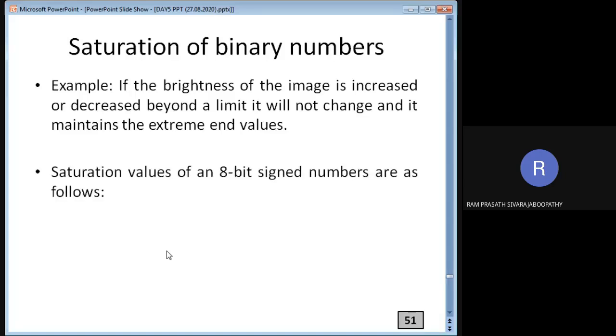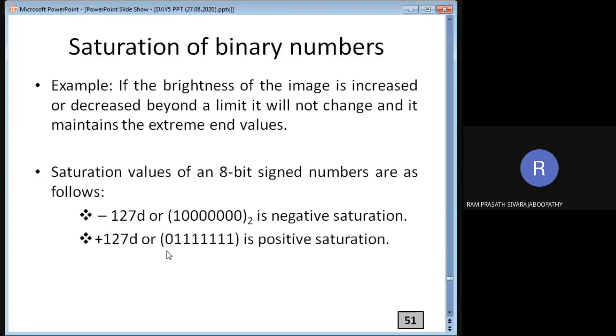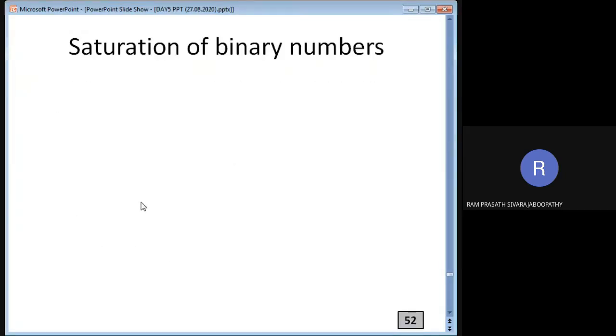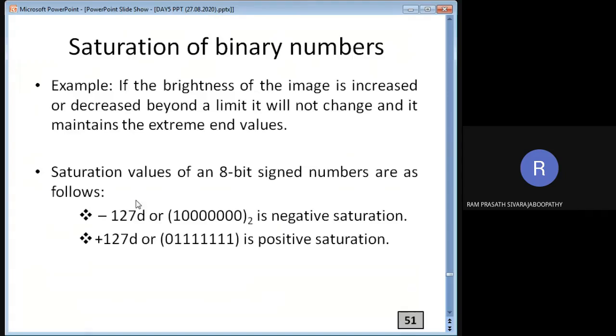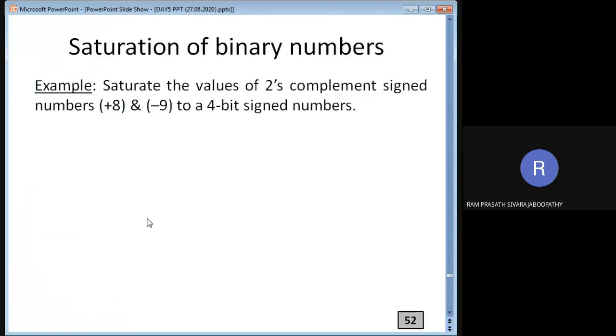Okay. For example, saturation value of an 8-bit signed number as follows: -127 negative saturation plus... -128. Here we made another mistake. Sorry for that. -128, kindly change it. The saturation value of an 8-bit signed number. Here we had said -127, right? It is -128 to +127. Saturate the value of 2's complement signed number +8 and -9 to a 4-bit signed number.